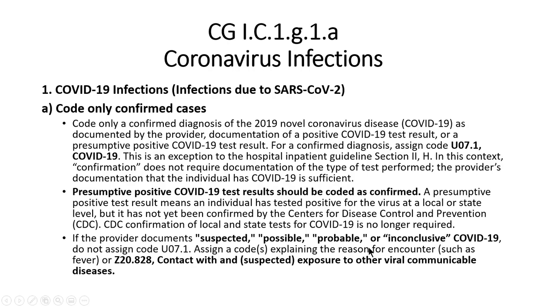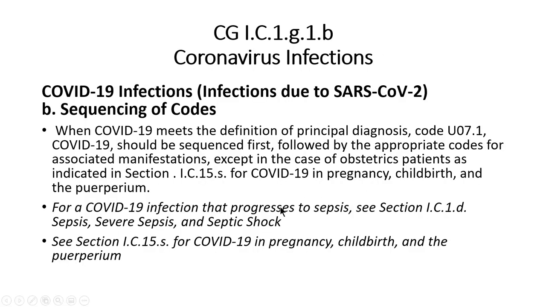You would assign whatever's causing them to seek treatment, whether it's fever, whatever, and you might code the Z20.828 if you know the patient has been exposed to someone with COVID-19. It doesn't mean he or she has COVID-19, but you certainly need to code the contact. This tells you if the COVID-19 meets the definition of principal, it's going to be your principal diagnosis, followed by the codes for the associated manifestations, except obstetrics. Where you've got the pregnancy patients, you're going to have a specific code for COVID-19 in a pregnant patient.